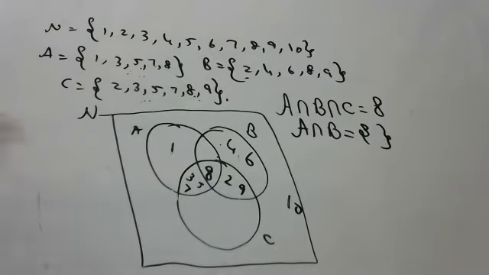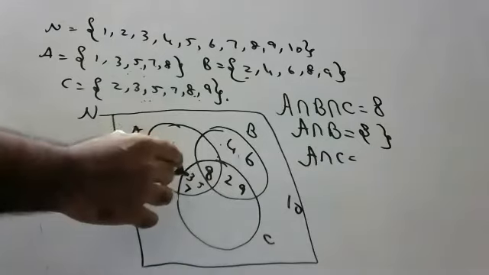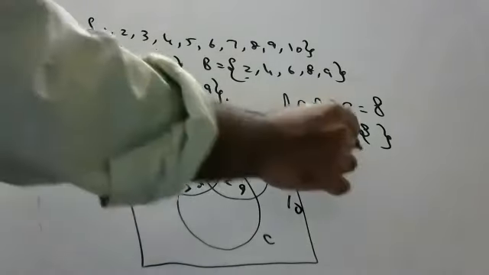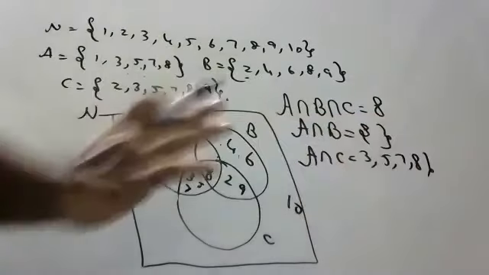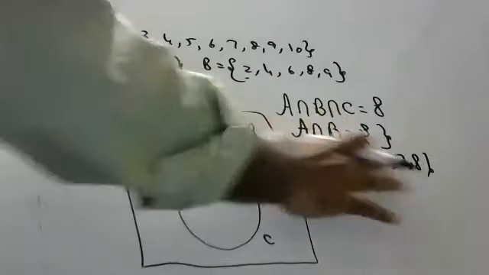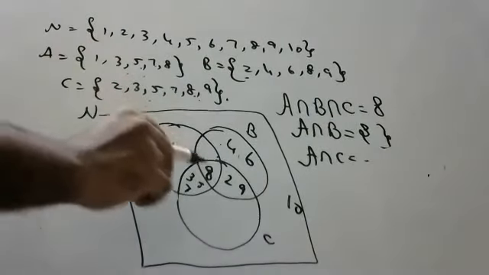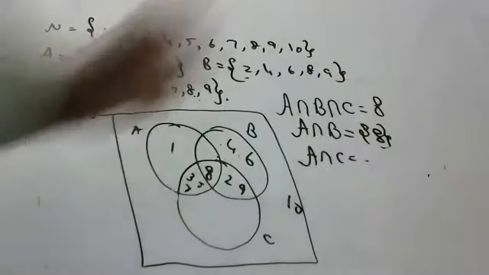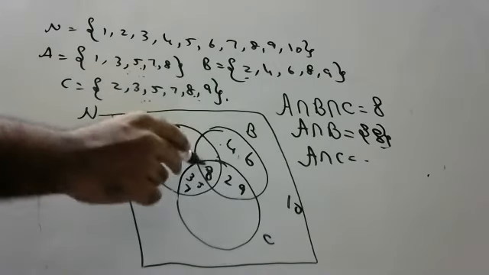So what is A intersection B, children? Empty set. Not null set, children. Empty set. Null set means 0. And suppose anyone asks you A intersection C. A intersection C is 3, 5, 7, 8. Sir, in A intersection B, why won't 8 come? One second. In A intersection B, sorry, 8 is there, children. I forgot. In A intersection B, 8 will come.